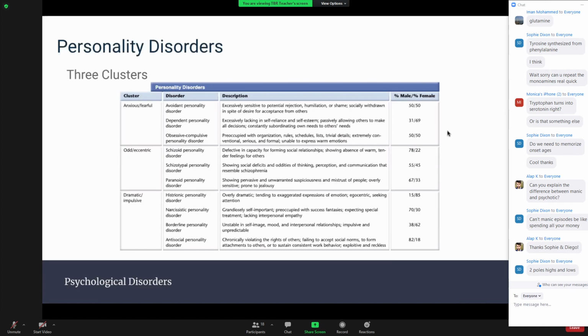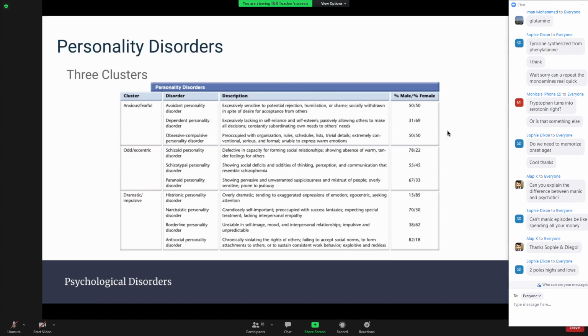So here's the one that I kind of love because it's so damn confusing. There's the obsessive compulsive personality disorder. Now tell me why they didn't do a better job of distinguishing it, but this is not OCD, okay? This is not OCD, this is OCPD, obsessive compulsive personality disorder. If you're not frustrated, then I don't know what's wrong with you. I find this very frustrating. This is where you can definitely slip up and get it wrong just because of the distinction of one word. This is a personality disorder and not an OCD. This one is preoccupied with organization, rules, schedules, and so on, and the people experiencing it are extremely conventional, serious, and formal, and unable to express warm emotions. So this is not OCD.